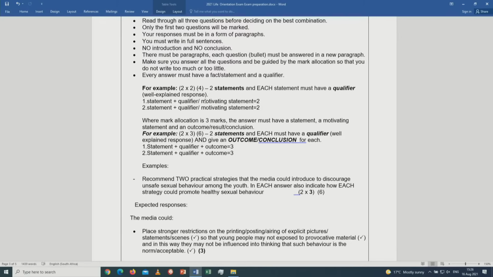For an example, the instruction might be discuss how unemployment rate can be reduced in our country, or discuss the reasons for the high rate of unemployment. Now, you have your underlined instruction word, which is discuss. What is it that I am asked to discuss? You look for that in the sentence. Then you underline it.